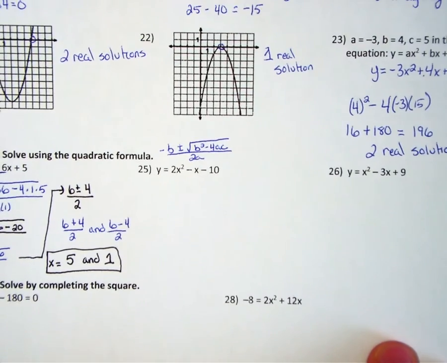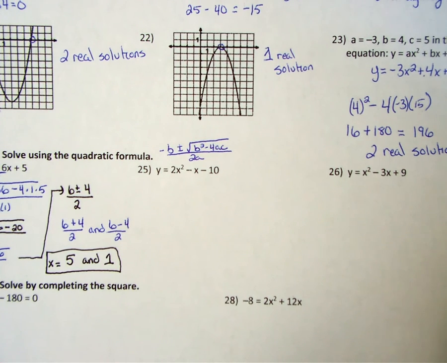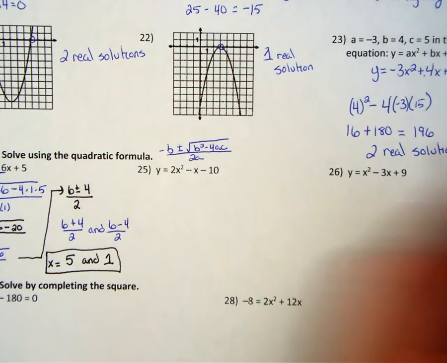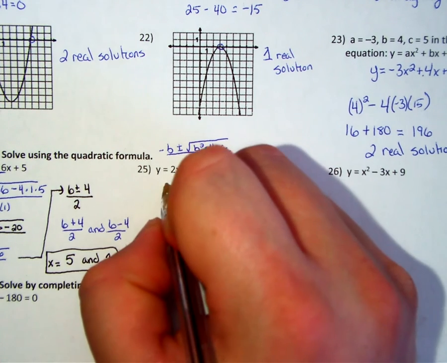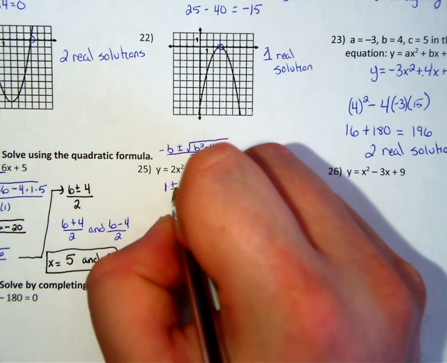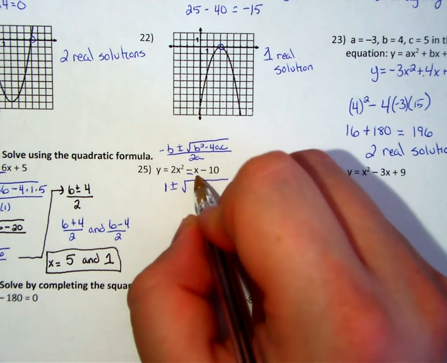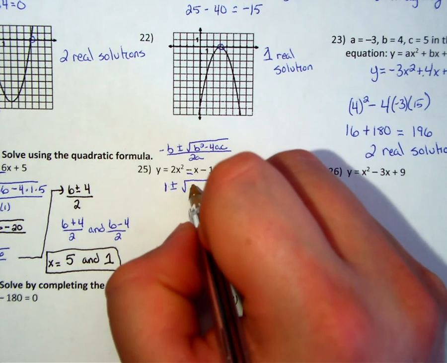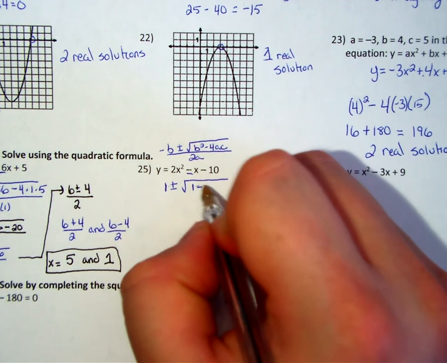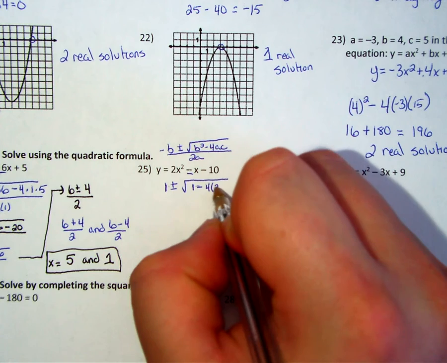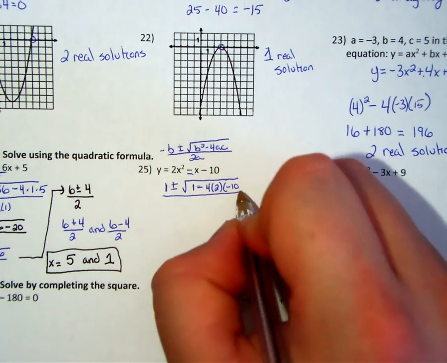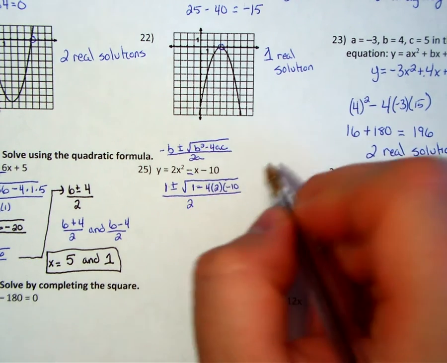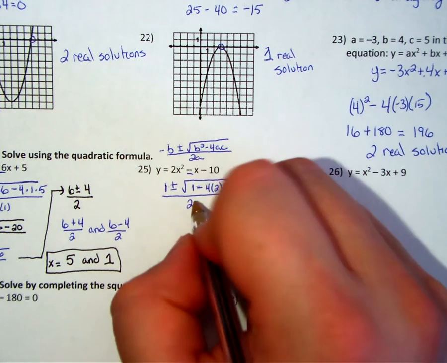Question number 25. Y equals 2x squared minus x minus 10. So again, we want the opposite of b. b is currently negative 1, so it's going to be positive 1. Plus or minus the square root of b squared, which is going to be easy because that will just be 1, minus 4 times 2 times negative 10, all divided by 2 times a, which is 2.